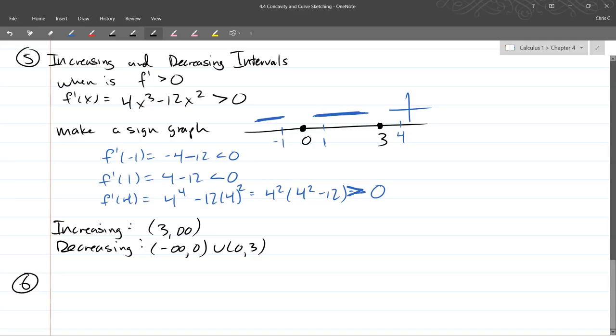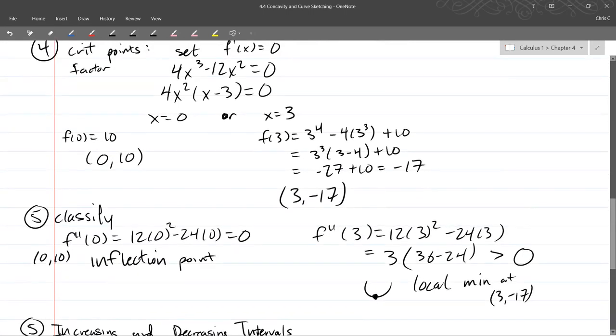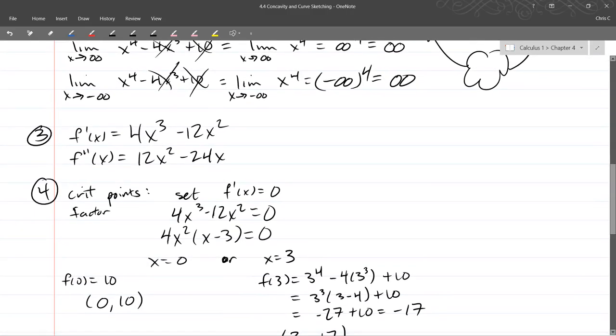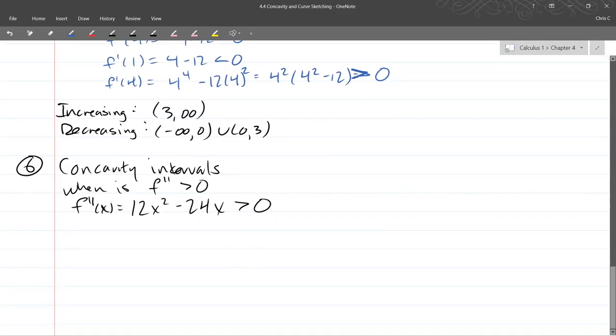So number 6, concavity. So we're going to look at when is f double prime greater than 0. F double prime is a little bit nicer of a function: 12x squared minus 24x. So we did not figure out when this was 0. We figured out one time when this was 0, but we never explicitly set it equal to 0 and figured out all the x values that make it 0. So let's go ahead and do that right now.